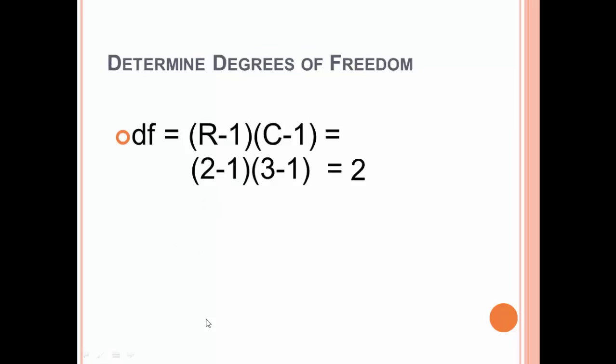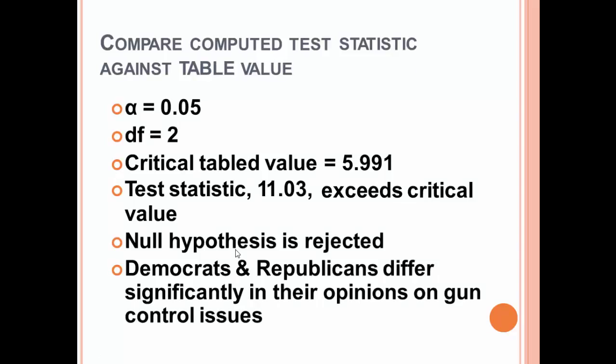Determine the degree of freedom. On applying the formula, we get the degree of freedom equal to 2. Compare the computed test statistic against the tabulated value. Here the level of significance alpha is 0.05, the degree of freedom is 2, and the critical tabulated value is 5.991. The test statistic, 11.03, exceeds the critical value, so the null hypothesis is rejected. Thank you.